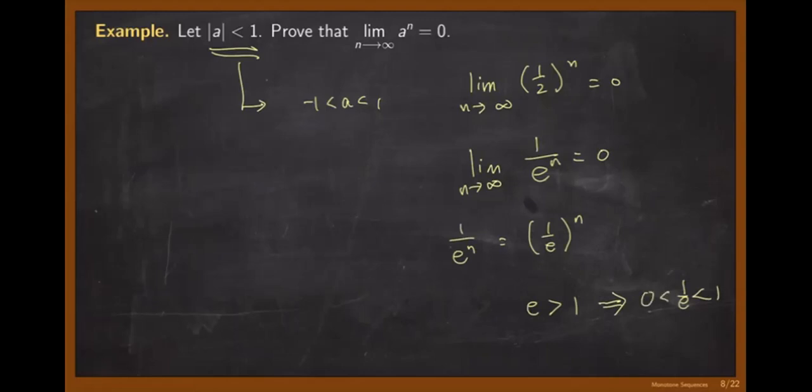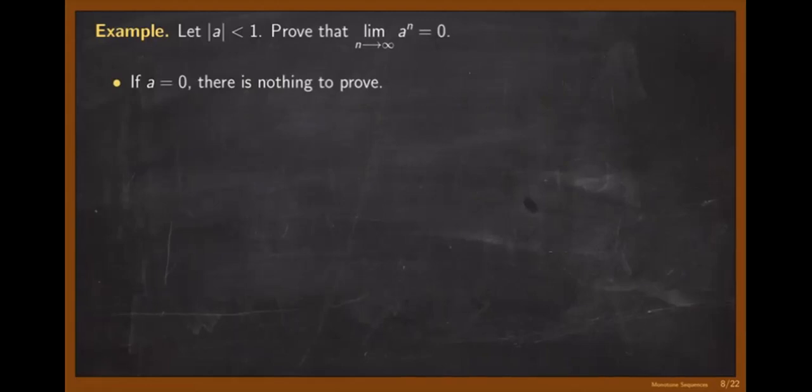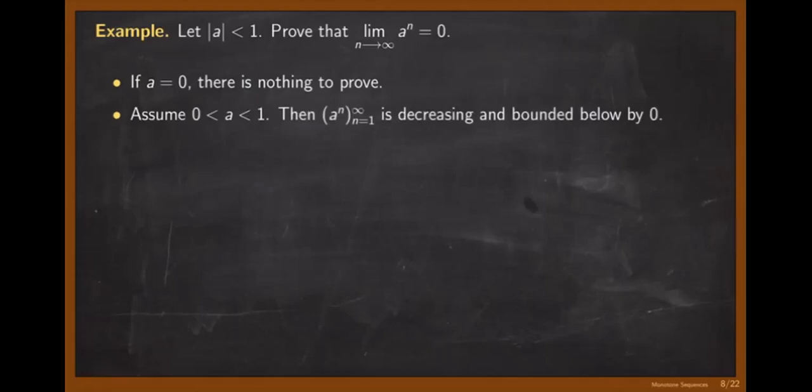Tama ba? Right. So, yan yung mga particular applications niyan. We will consider cases. If a is 0, there's really nothing to prove kasi yung a to the n mo when a is 0 is just the constant sequence 0, 0, 0, 0, 0, 0, di ba? Right? So, second case, what if a is positive but less than 1?